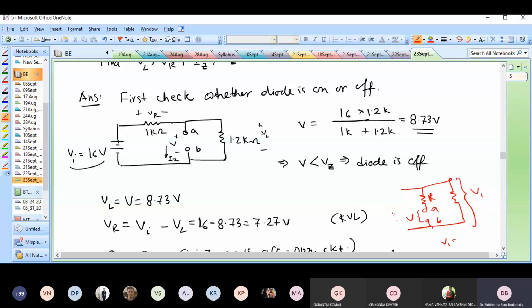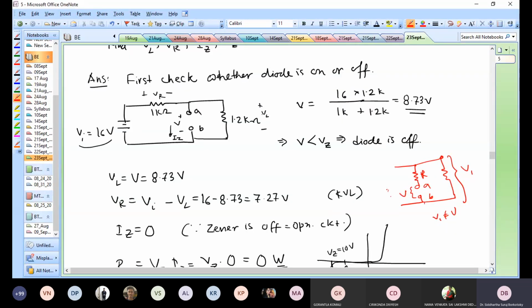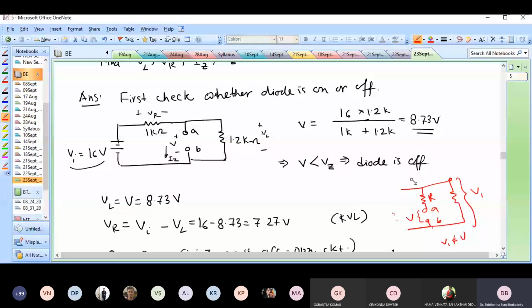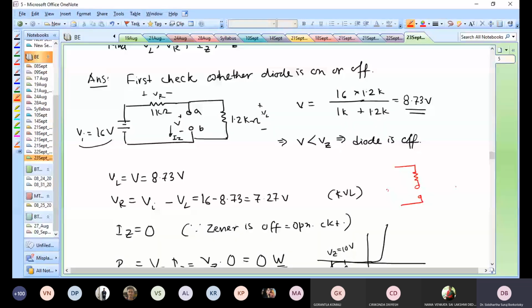So we have to make sure that if these two parallel branches are meeting at the same point, meaning this whole thing is the same point, then the voltage across one parallel branch would be the same as the voltage across the other parallel branch. I'm pretty sure you already know this, but just to be clear.